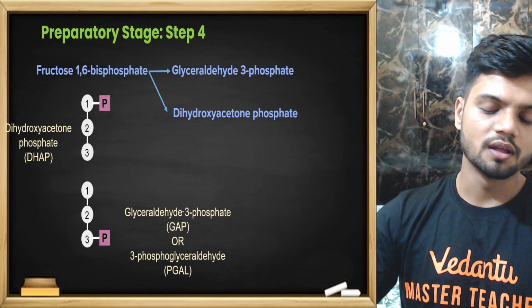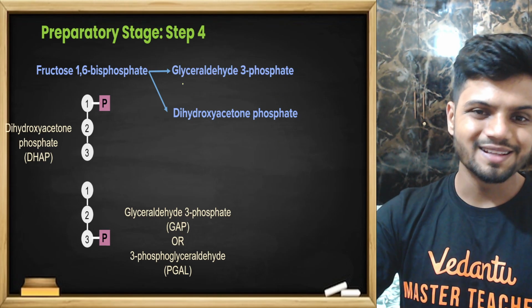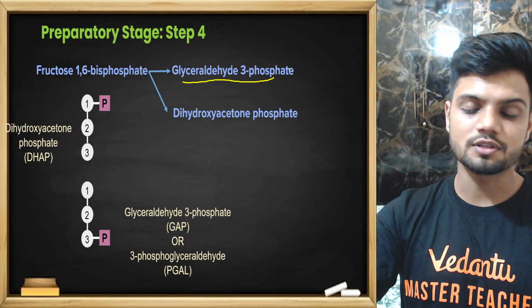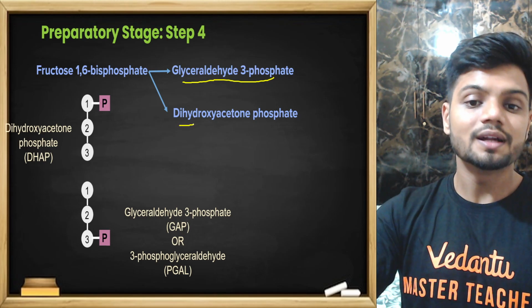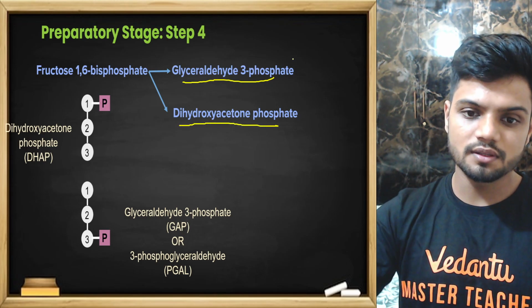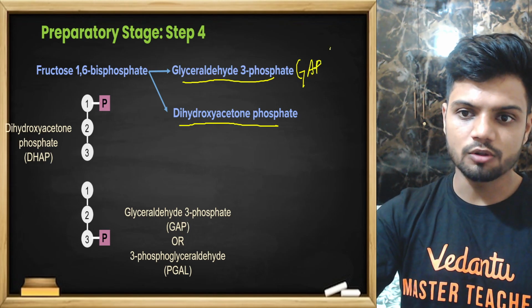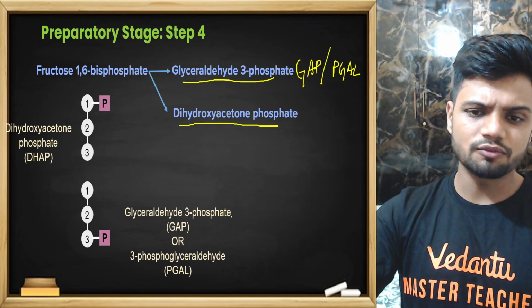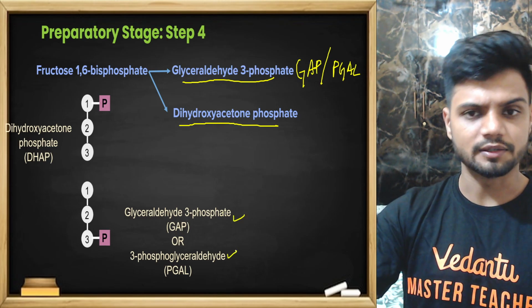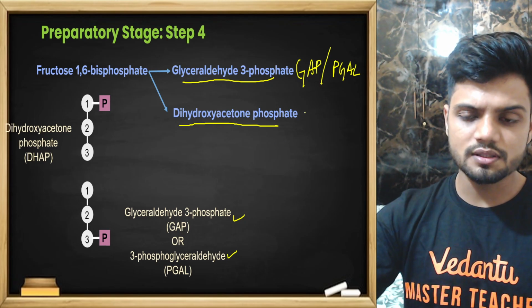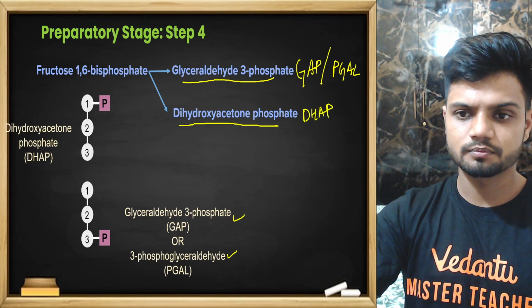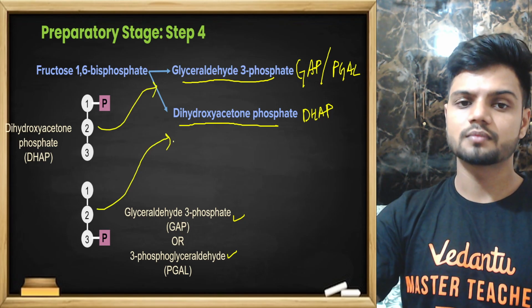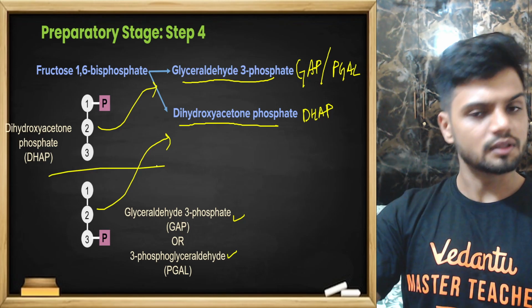That is what is happening. One 3 carbon molecule is called glyceraldehyde 3-phosphate. And the other one is called dihydroxyacetone phosphate. Glyceraldehyde 3-phosphate is also called GAP, also called PGAL, or 3-phosphoglyceraldehyde, the same thing. The other is called DHAP. One 3 carbon molecule is here, one more 3 carbon molecule is here, after cutting in the middle.